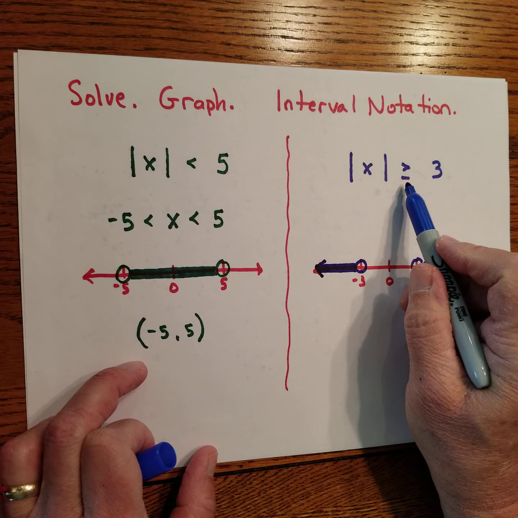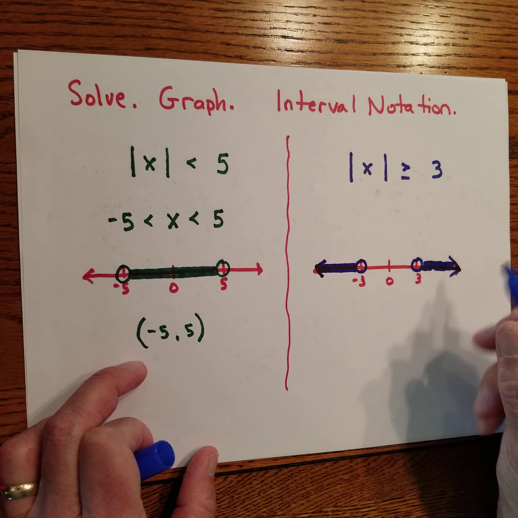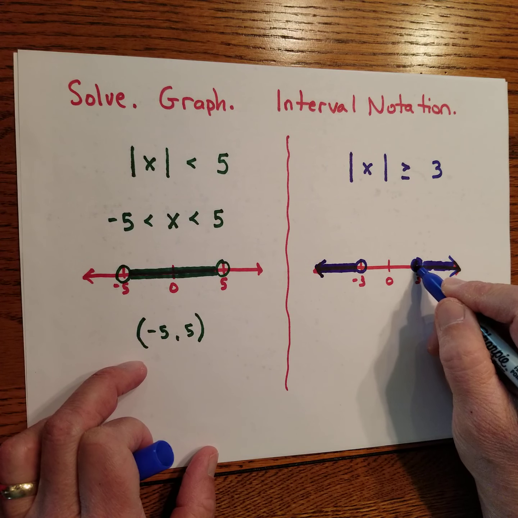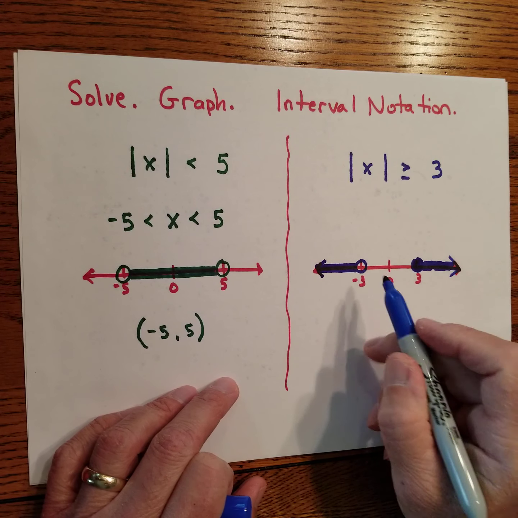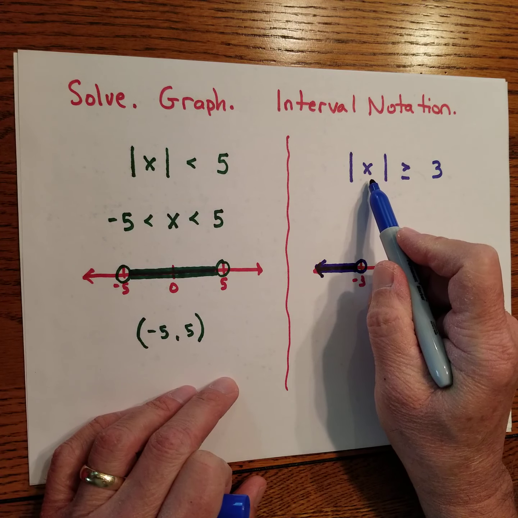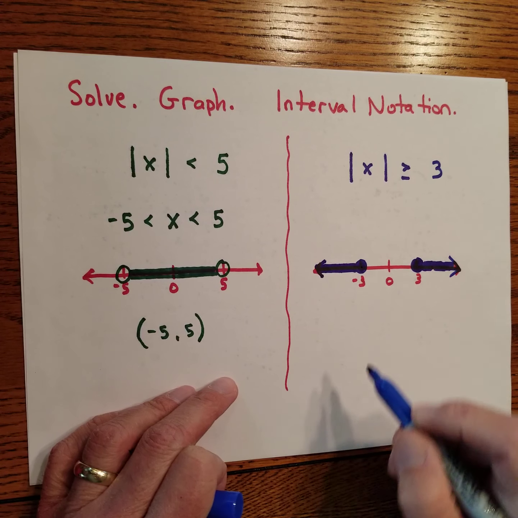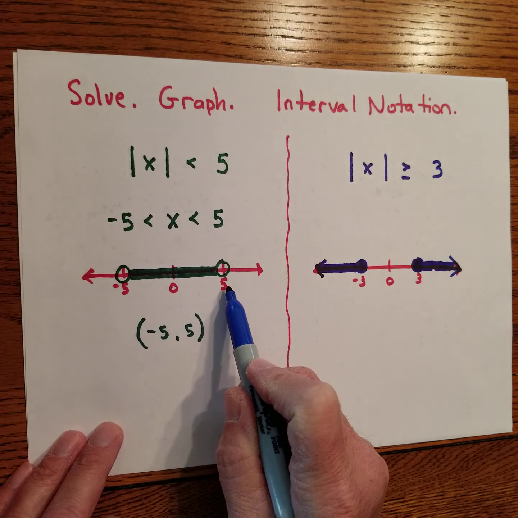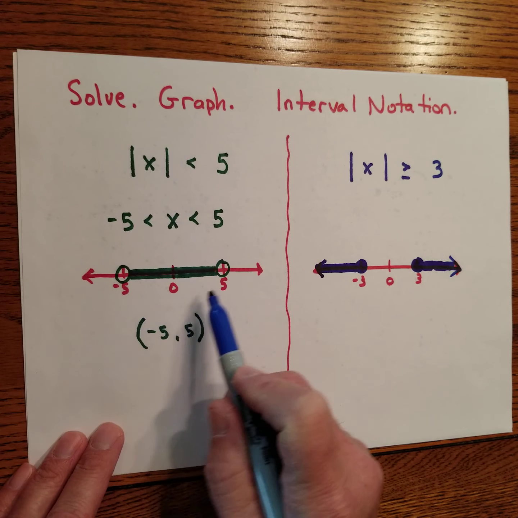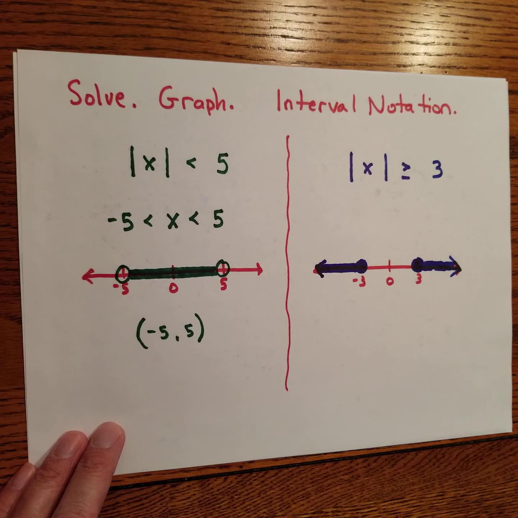Now this problem also has an equal bar here, which means I want numbers that are equal to 3. Since absolute value means distance from 0, negative 3 also has a distance from 0 that is equal to 3. When we did this one back here, no equal bar, so we don't want the 5 and the negative 5. Leave the dots open. When you have an equal bar, we want those dots.